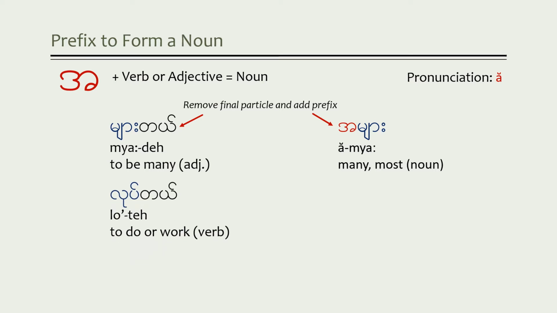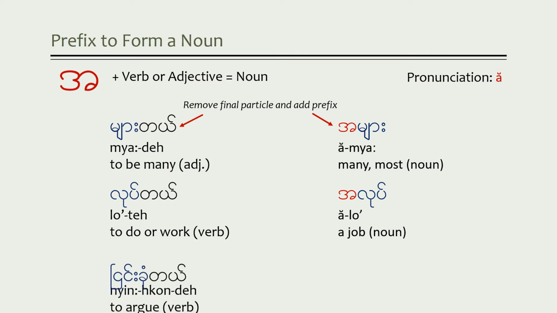So look at this next example. The word for to work or to do something is lote. You can use this word for work to create a noun that means job, the job you're employed at. Now, how would you do that? Well, you'd follow the process. You'd remove the final particle and add the a particle before the root. Now you have the word for a job, which is alo.